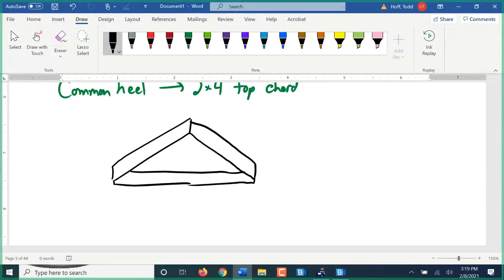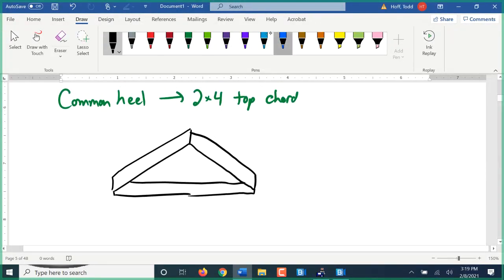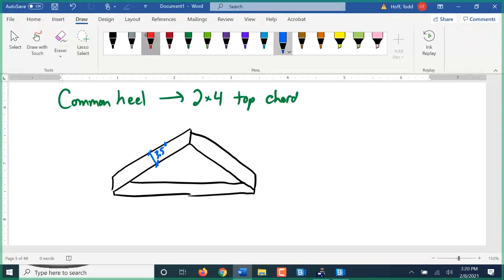So a common heel is based off of this being 3.5 inches wide. What we have down here is this distance, which is the angled cut of that 2x4, which depends on the slope. The bigger the slope, the longer that angle is. For a 4/12 slope, I think it's 4 1/16. Oh, it's 4 3/16. Actually, that's the total heel height.